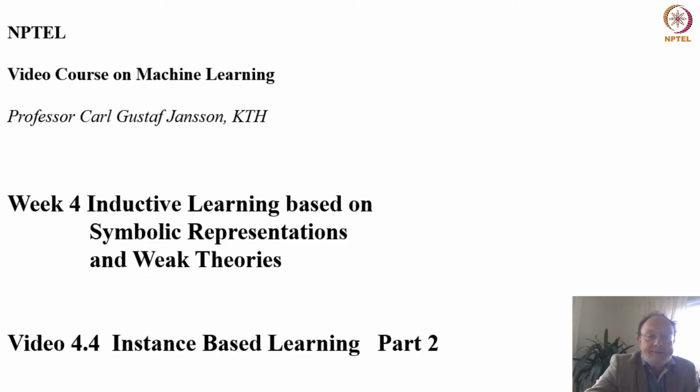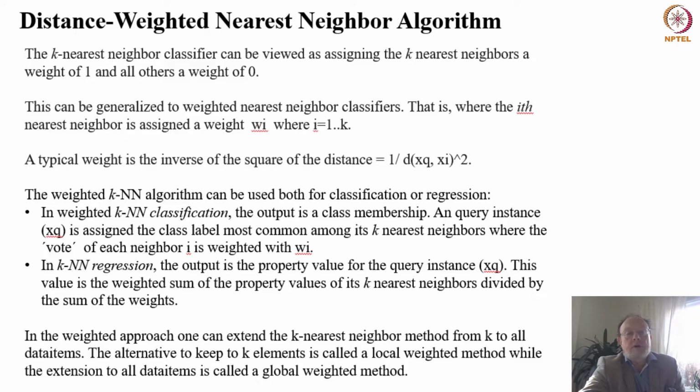Welcome to the second part of lecture 4.4 on instance-based learning. I will now talk about something called the distance-weighted nearest neighbor algorithm, which is a pretty straightforward extension of the k-nearest neighbor classifier.